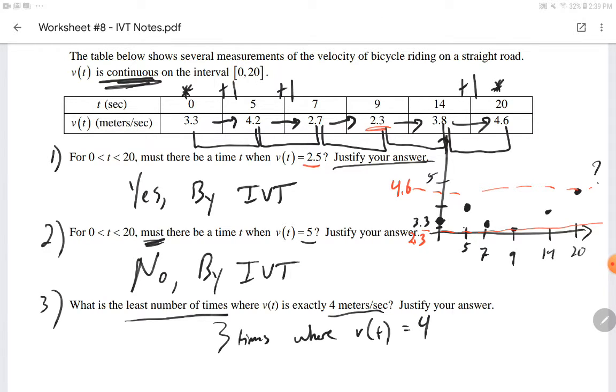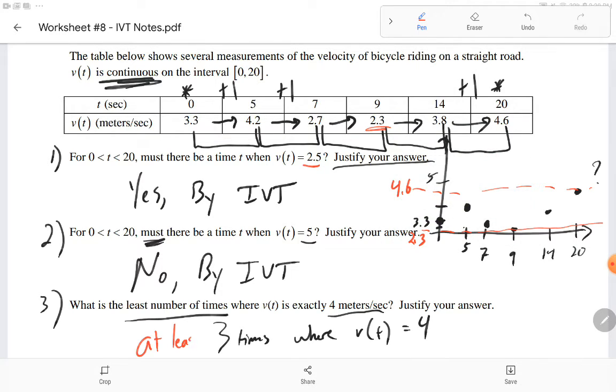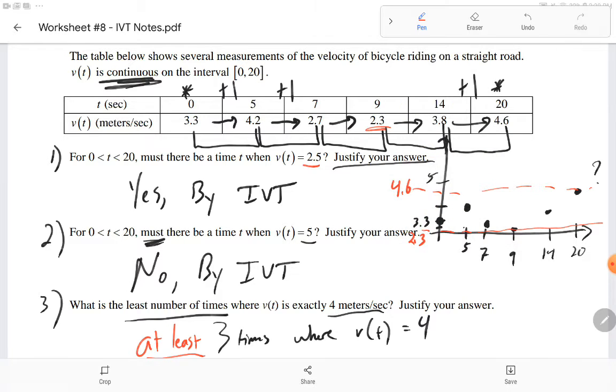In fact, you know what? I'm going to be a little bit more specific, and I hope you guys are this specific too when you answer these questions. I'm going to say at least. Because it could be more, but you know for sure it has to at least hit 3 times.